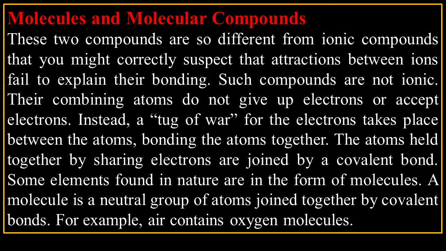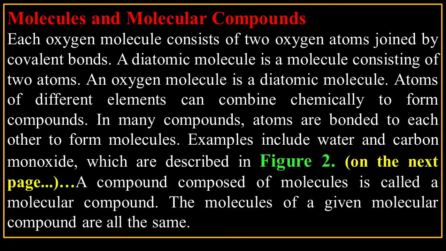Some elements found in nature are in the form of molecules. A molecule is a neutral group of atoms joined together by covalent bonds. For example, air contains oxygen molecules as well as nitrogen molecules, O2, N2. Hydrogen also forms a diatomic molecule. Each oxygen molecule consists of two oxygen atoms joined by covalent bonds. A diatomic molecule is a molecule consisting of two atoms. An oxygen molecule is a diatomic molecule.